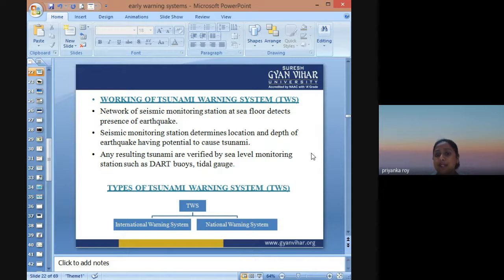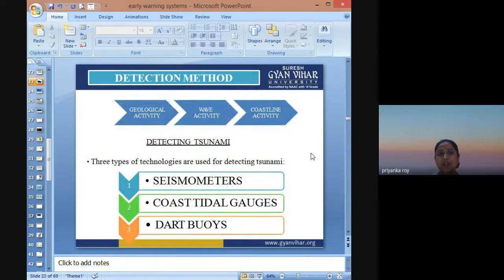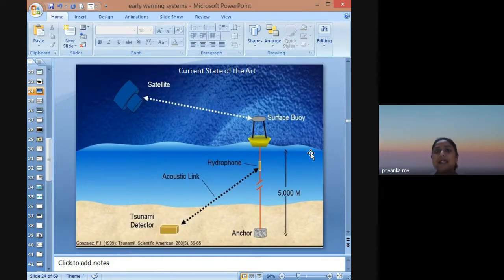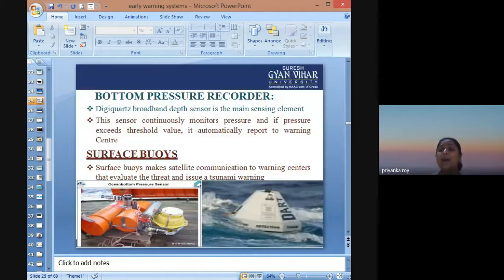The types of tsunami warning system that we have are the international warning system and the national warning system. Okay, so we have both in collaboration. The detecting methods are geological activities, wave activity and coastline activity. So detecting a tsunami is threefold: seismometer, coastal tidal gauge and DART buoy instruments. There is a tsunami detector on the ocean floor which has an acoustic link with the surface buoy. This transmits the signal to the satellite, and the satellite transmits the signal back to the mainland, warning them that there is an upcoming tsunami.